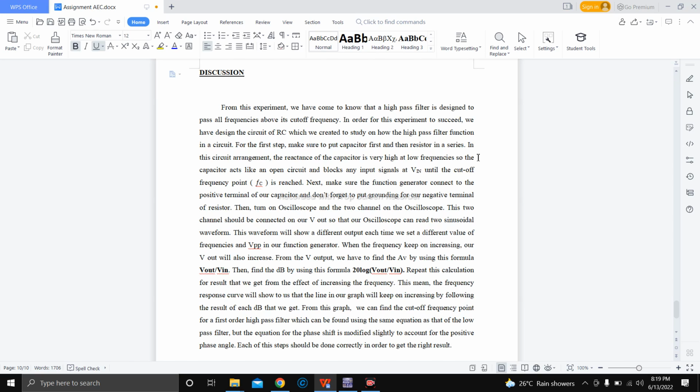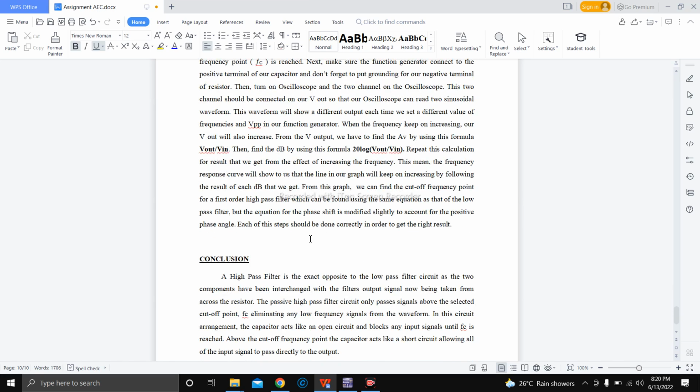This means the frequency response curve will show us that the line in our graph will keep on increasing following the result of each dB that we get. From this graph, we can find the cut-off frequency point for a first order high pass filter, which can be found using the same equation as that of the low pass filter, but the equation for the phase shift is modified slightly to account for the positive phase angle. Each of these steps should be done correctly in order to get the right result.